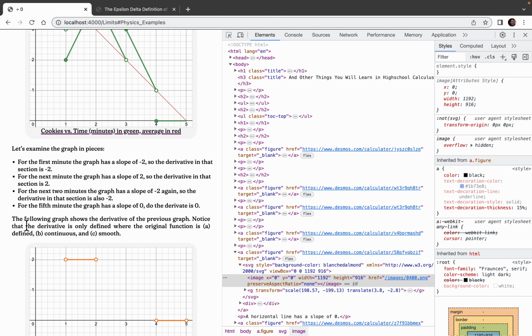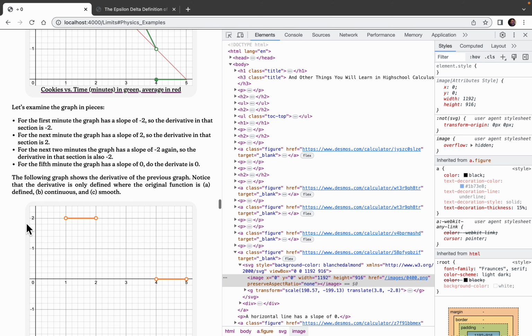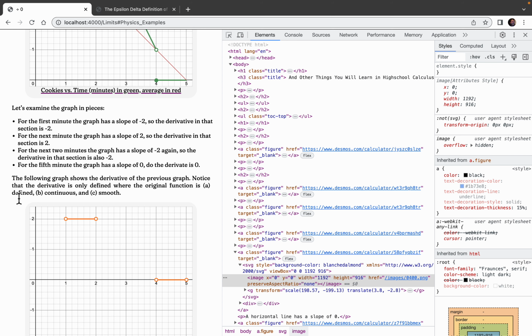The following graph shows the derivative of the previous graph. Notice that the derivative is only defined where the original function is defined, continuous, and smooth.